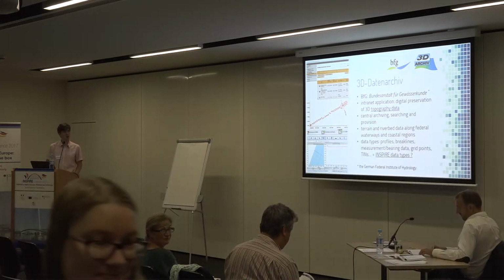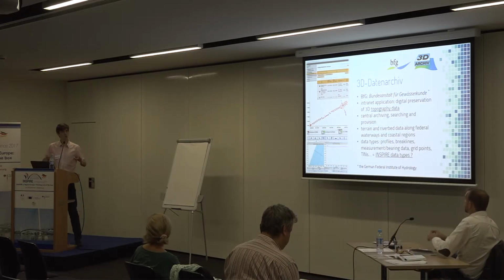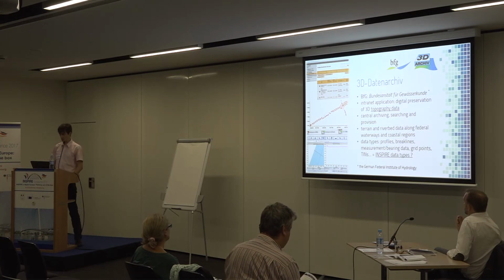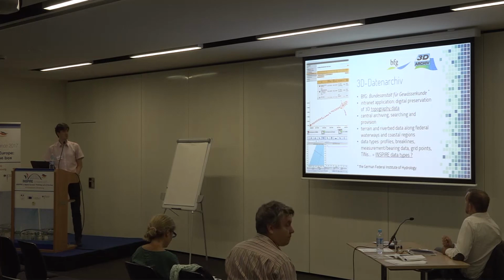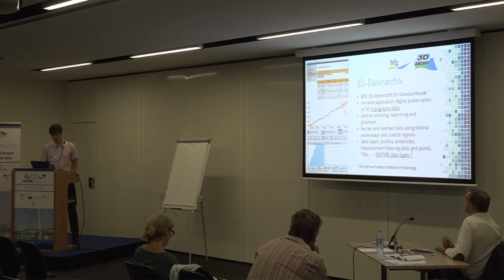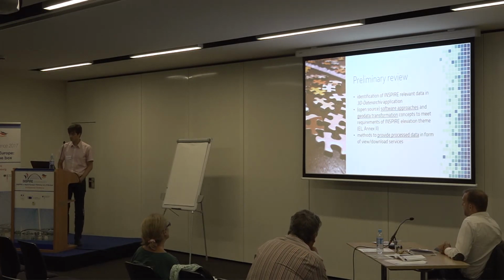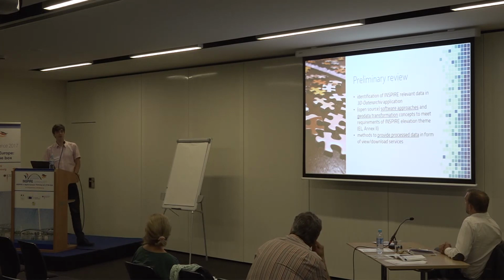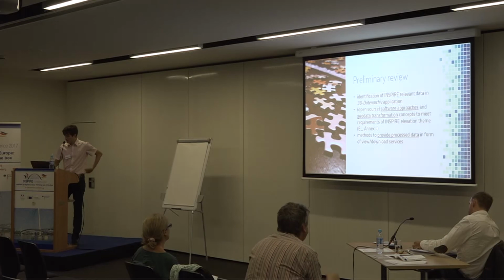And which kind of data types are stored in this 3D Datenarchiv? Well, you have data types like profiles, either along the watercourse or across the watercourse. You have also break lines stored inside. A lot of measurement data from surveying flights or something like that, bearing data, grid points, irregular network data, and so forth. The question is, these types are not necessarily the data types identified by Inspire for sure. Therefore, there was a preliminary review at the beginning to identify which data in the 3D Datenarchiv is relevant for Inspire. And we were looking for software approaches and geodata transformation concepts to meet the requirements of Inspire, and especially for the data theme of the elevation of Annex 2.